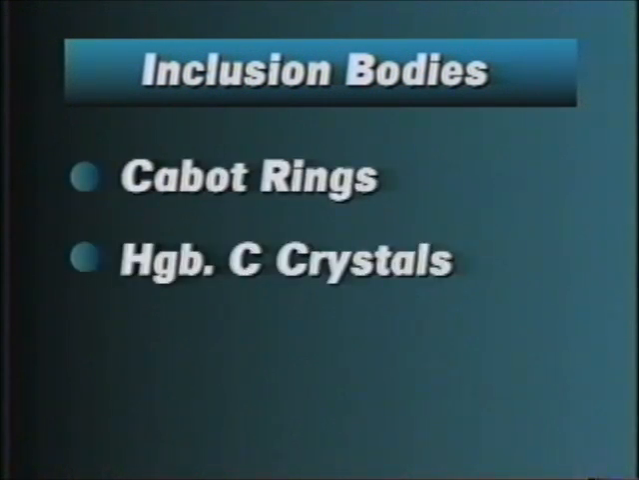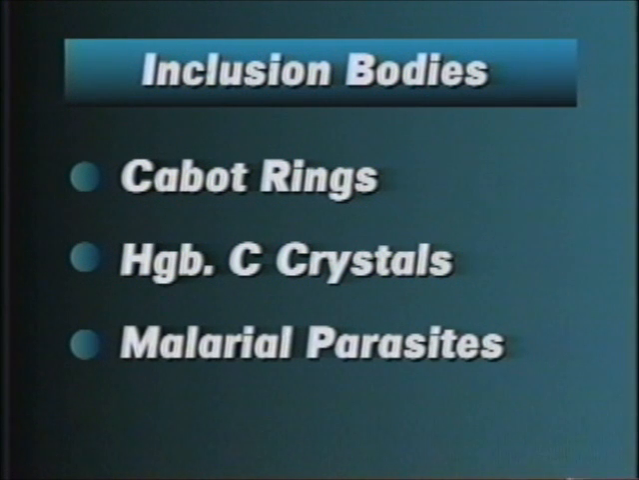Some inclusions are important just because they're there. These include Cabot rings, hemoglobin C crystals, and malarial parasites. And these things can be reported as present. They are significant whether they are there in few numbers or a lot of numbers.